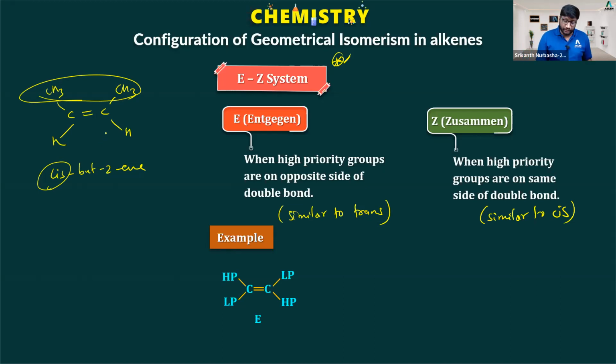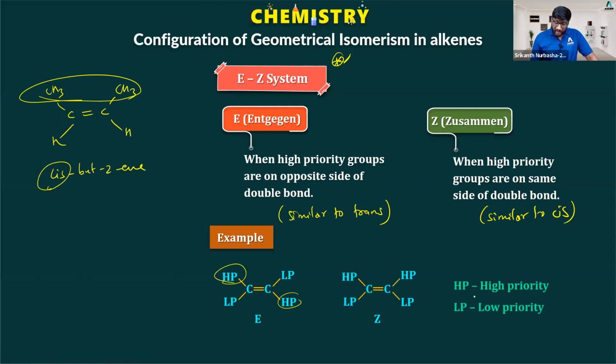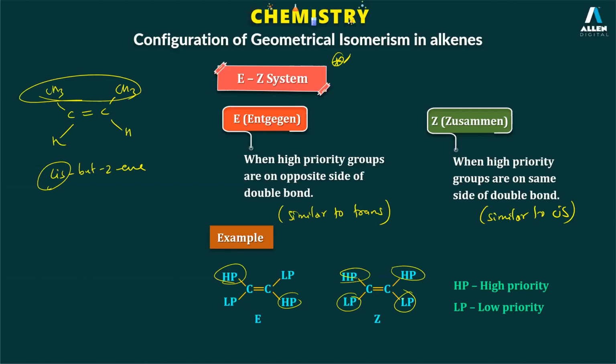Then you have to give the priority. Low priority and high priority you have to assign. If the high priority groups are on the opposite side, then it is E. If the high priority groups are on the same side, then they are said to be Z. Yes or no? Z means cis, E means trans. Z means the high priority groups will be present on the same side, similar to cis. Similarly, low priority groups will also be present on the same side. E means high priority and low priority groups will be on opposite sides. So E will be giving the trans idea, Z will be giving the cis idea.